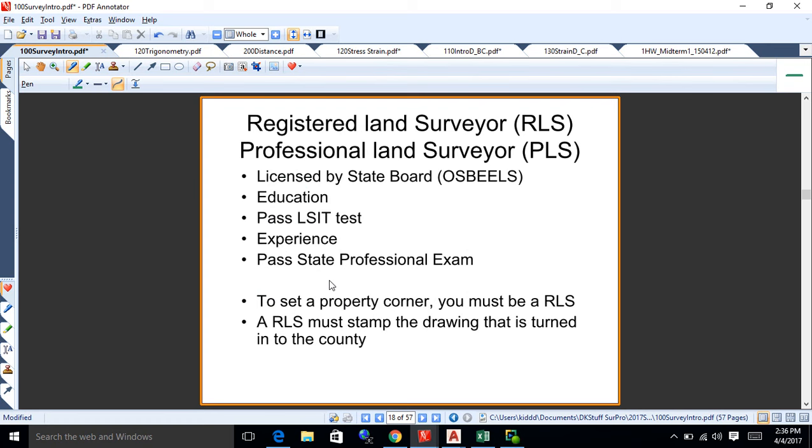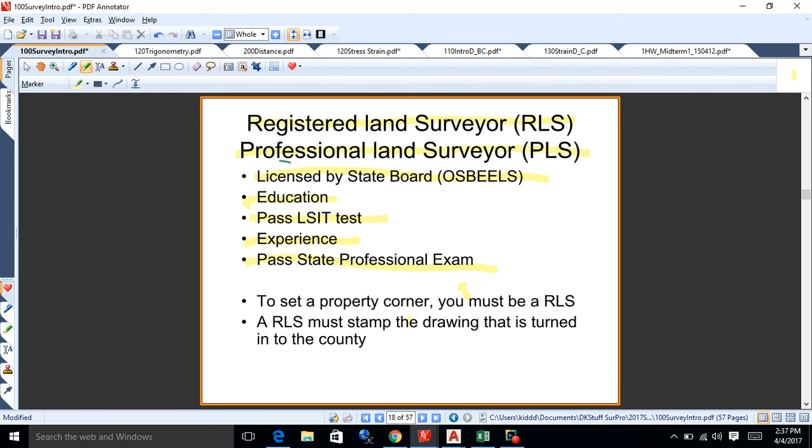Now, if you really are interested in surveying, your goal should be to become a registered land surveyor, sometimes called a professional land surveyor, so an RLS or a PLS. This is licensed by a state board, OSBLS it's called. You've got to have education. You've got to pass the land surveyor in training test. You have to have probably 4 or 5 years of experience and have people sign off on that, then pass the state exam, and you can become a registered land surveyor.